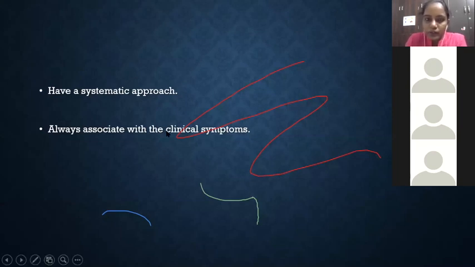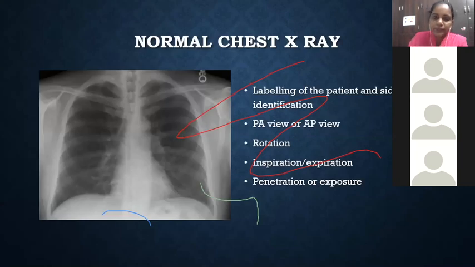approaching an X-ray. So, for a normal chest X-ray, the first thing we should look at in an X-ray will be labeling of the patient and side identification. Because if we are not able to find out the side identification, then we might miss a dextrocardia or the side which we would like to find. So we go about a systematic approach, that is the RIP approach. Initially, we see the rotation, inspiration and expiration, penetration or exposure.